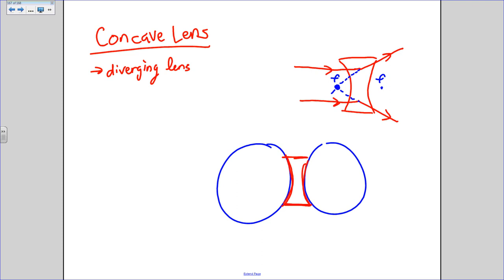Some of you that have glasses, we'll talk about this a little bit later, will use these kind of lenses, while others of you will use a converging lens. It depends if you're near or far-sighted. All right, so a concave lens is a diverging lens. Its focal length is a negative value. So it has a negative focal length.